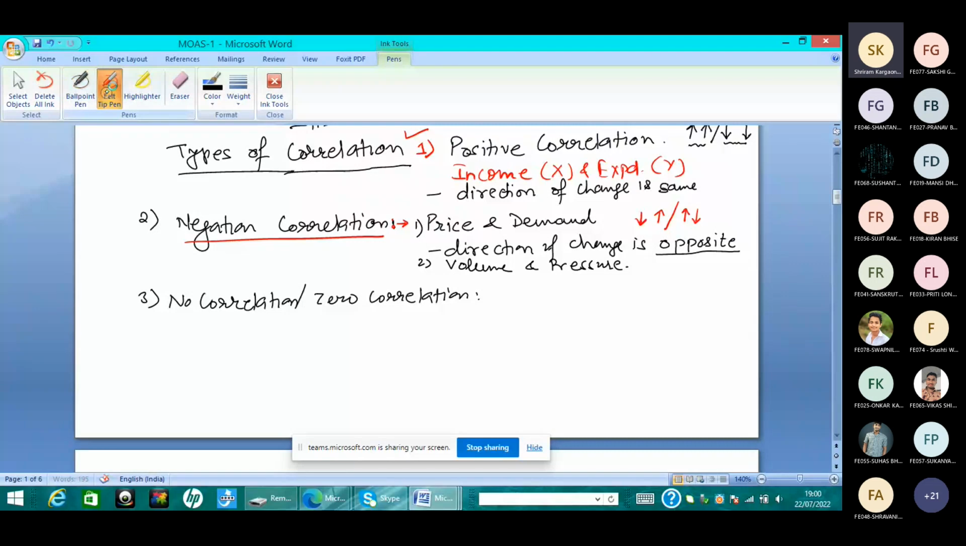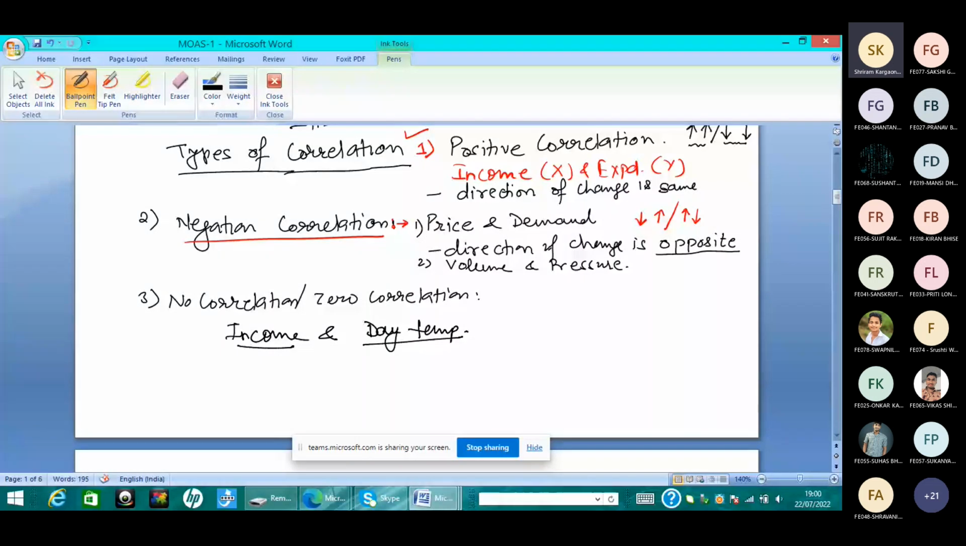So when the variables under study are irrelevant, for example, I give you an example like income and temperature of the day, or day temperature. So what is the relation between this? Nothing. It's a nonsense relationship, right? So there is no relation. You can guess that there is no relation there.